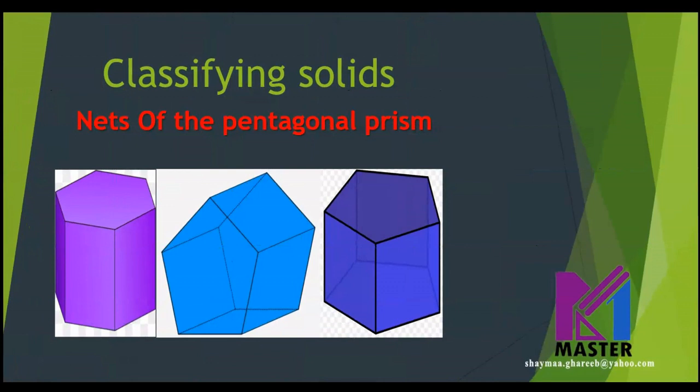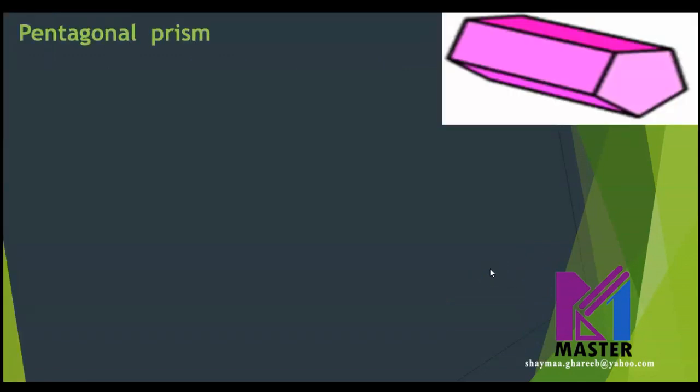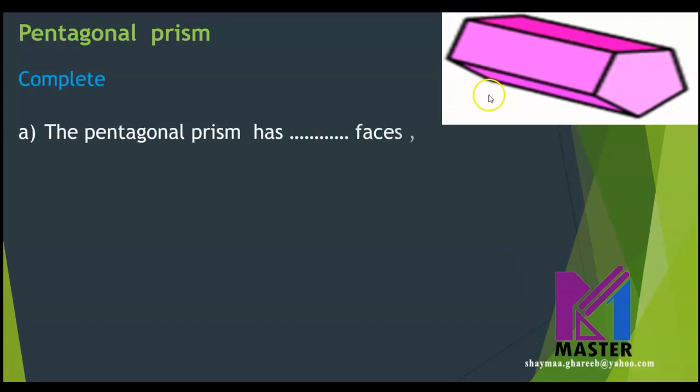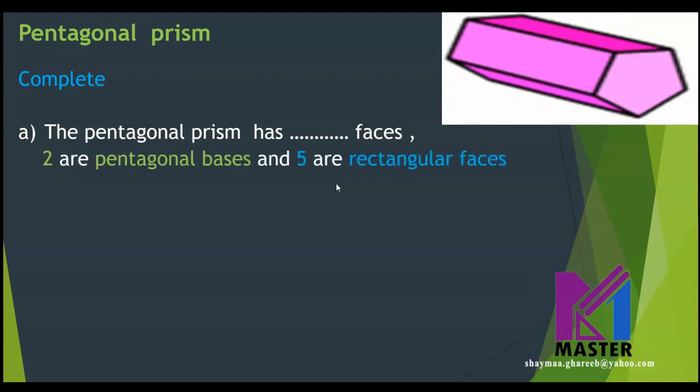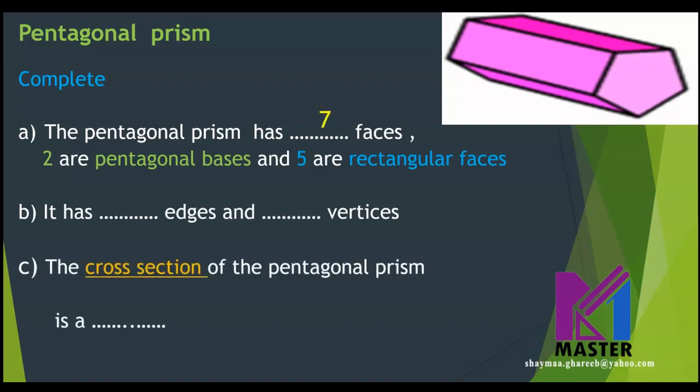Now let's talk about nets of the pentagonal prism. As you can see here, there are some photos for the pentagonal prism. The pentagonal prism has, as you can see, how many faces? It has 2 bases and all the faces around, so it has 7 faces. 2 are pentagonal bases and 5 are rectangular faces.